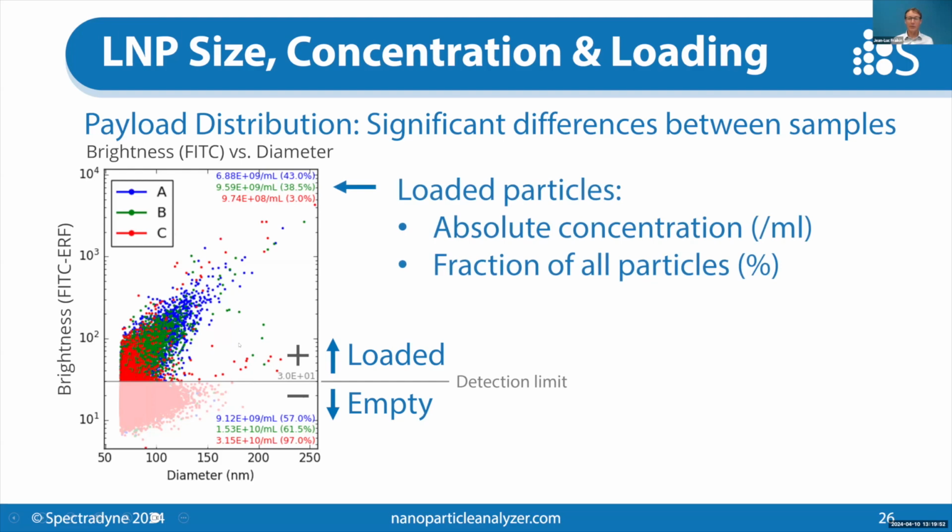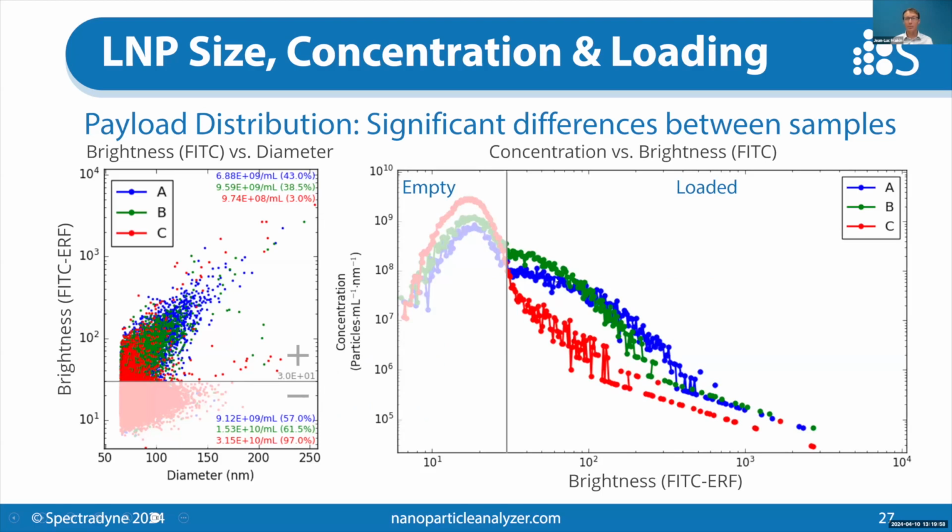We can take this a step further because our brightness measurements are quantitative. So we can look at the distribution of brightnesses in the sample and learn even more about the encapsulation process, or how the payload is encapsulated in these samples. Formulation C has the lowest concentration. This is showing the concentration on the y-axis versus the brightness of the particles on the x-axis. These are both log scales. What we see is that formulation C has a much lower concentration of bright particles than formulation A or B. And there are some subtle differences between formulation A and B also.